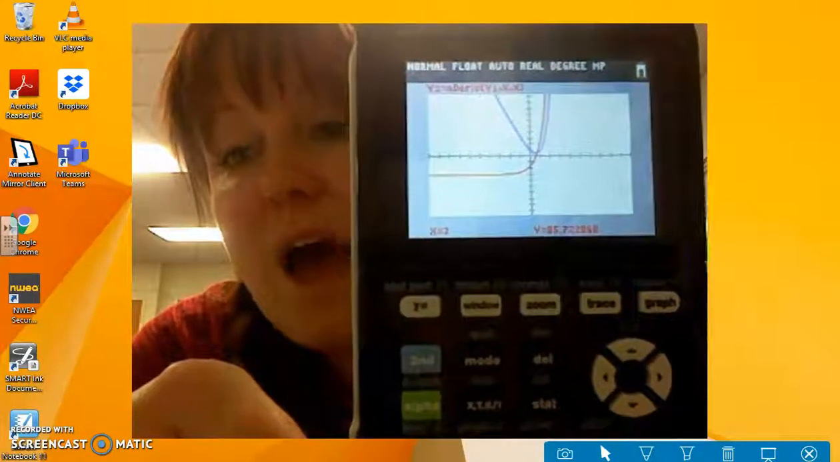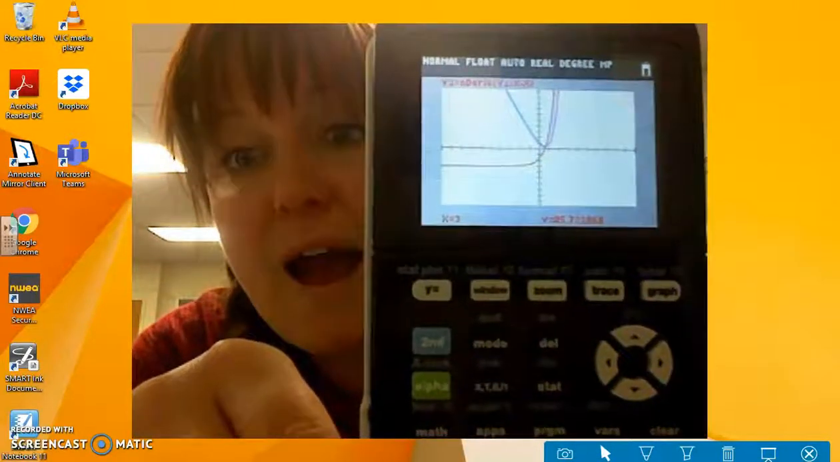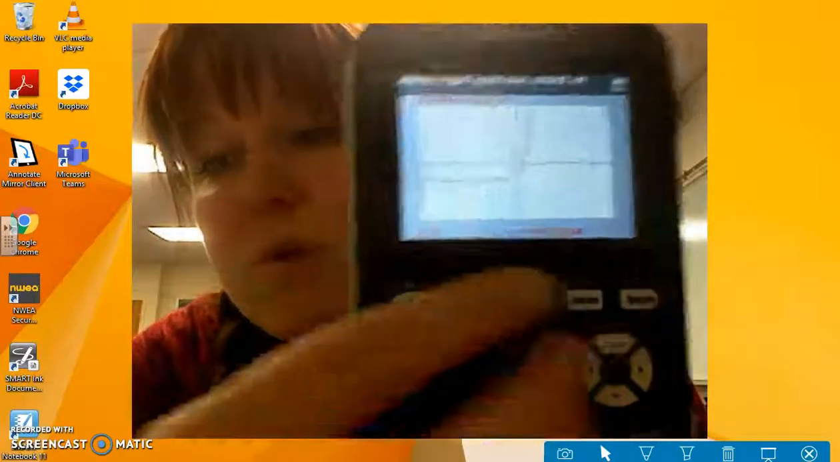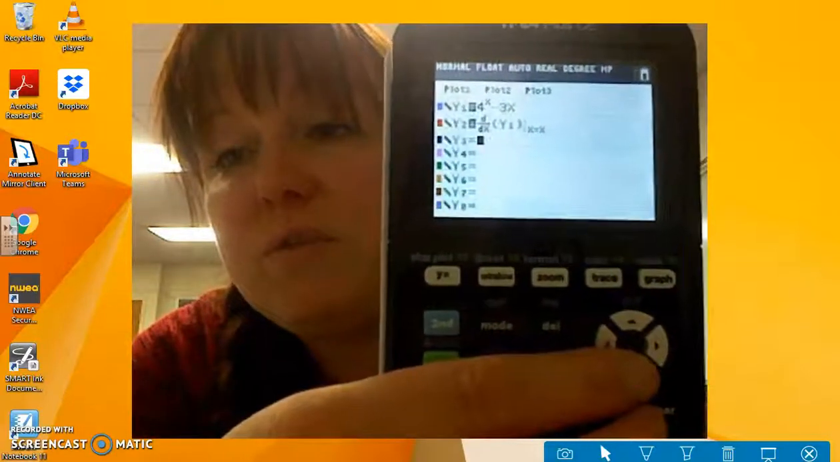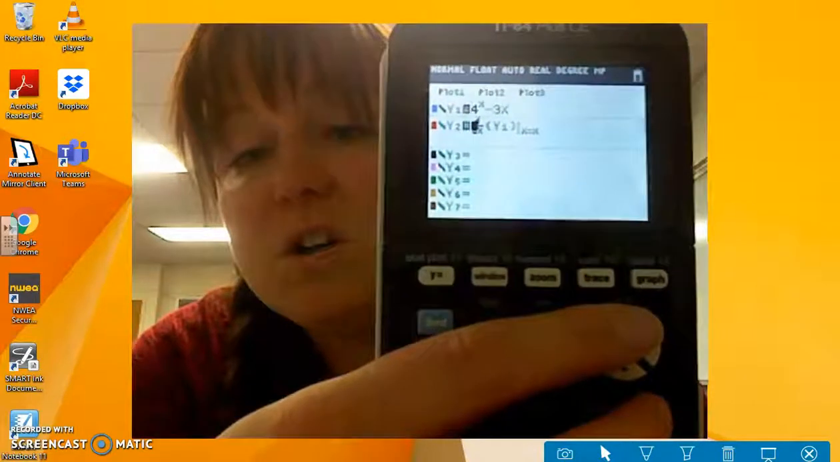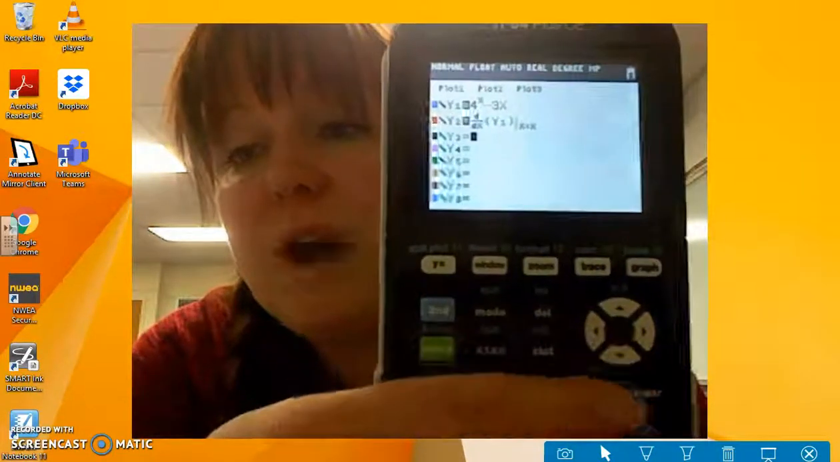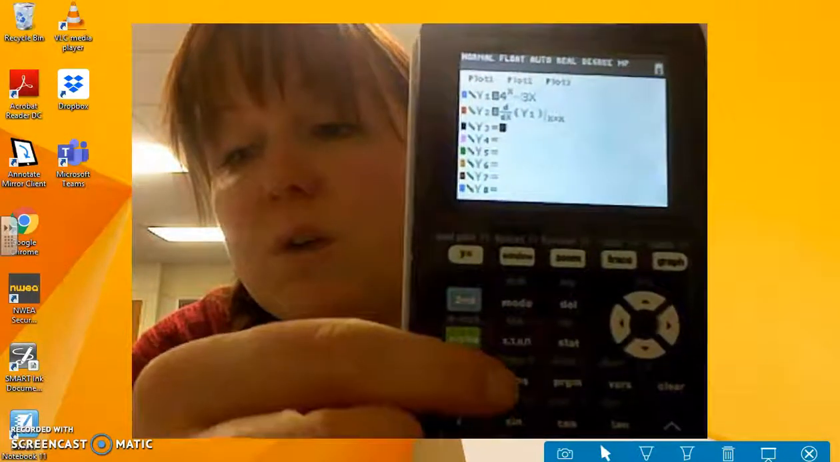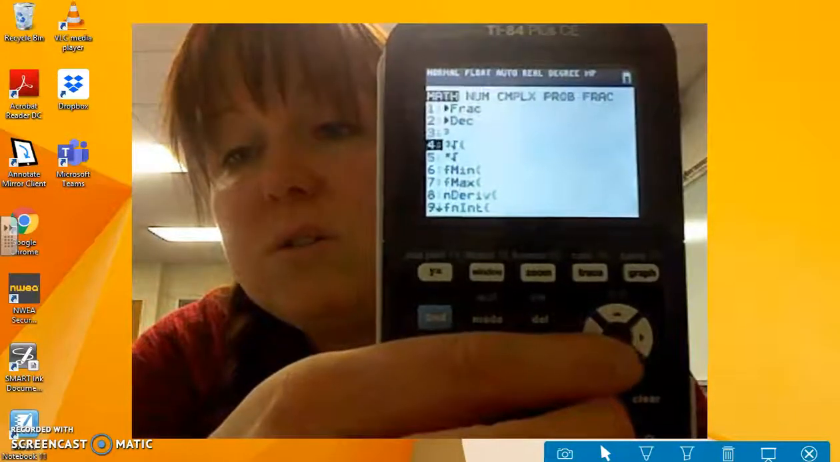Okay. Now we're going to find the second derivative, so we're going to graph the second derivative. So we go back to y equals, and we're going to graph the derivative of the derivative. Well, this function, y2, is the derivative, right? So let's graph the derivative of the derivative. So we're going to go to math, and we're going to go down to nDeriv.